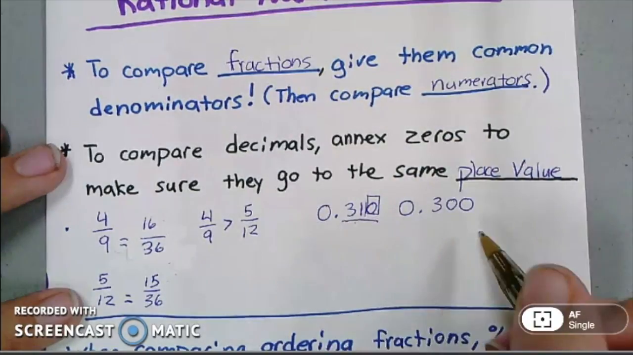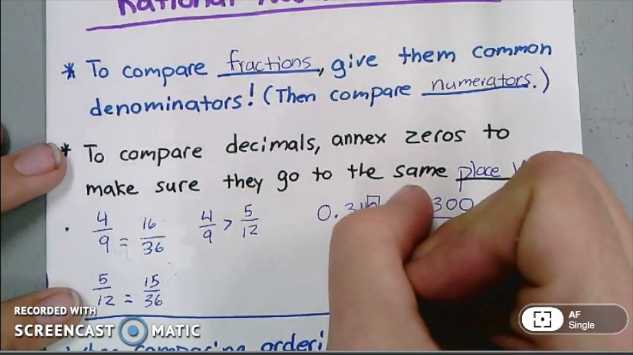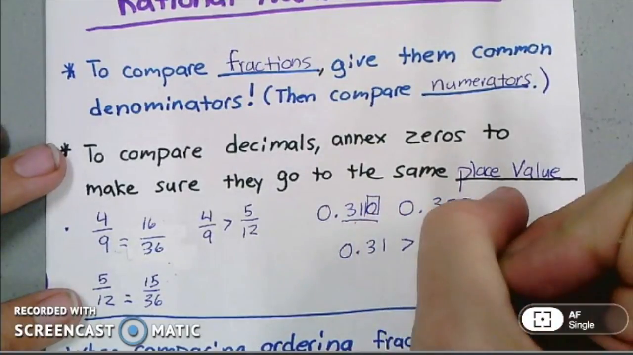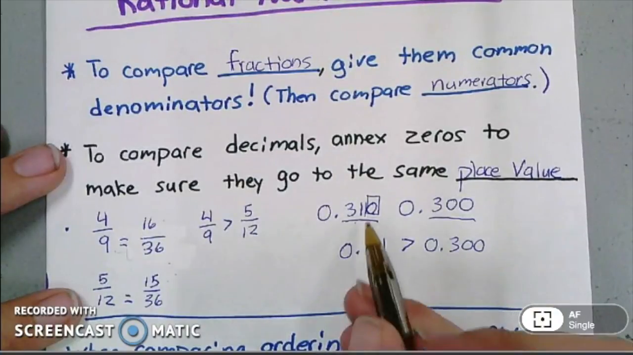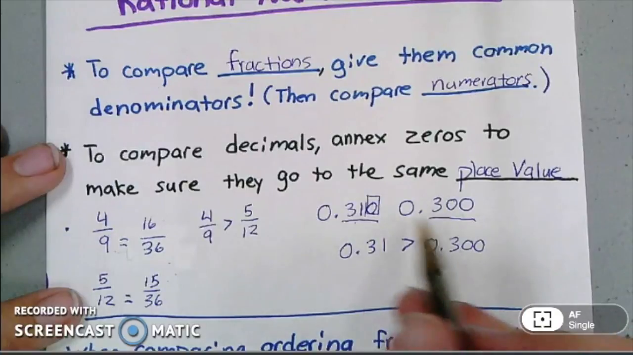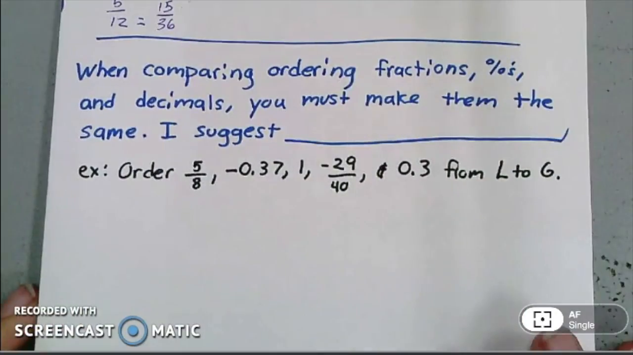Now I can compare them. 310 to 300. Which one's bigger? Good, this one. And I would write that by saying 0.31 is greater than 0.300. I always write my final answer in the same form that it was given to me in the problem. Now you know what to do when there's fractions. You know what to do when there's decimals.